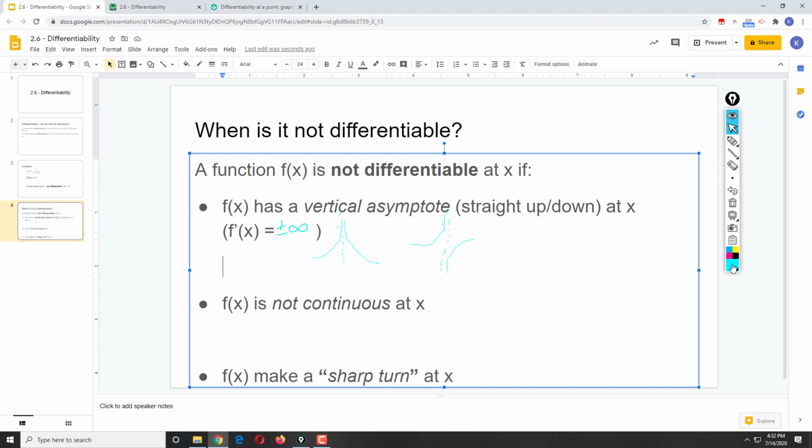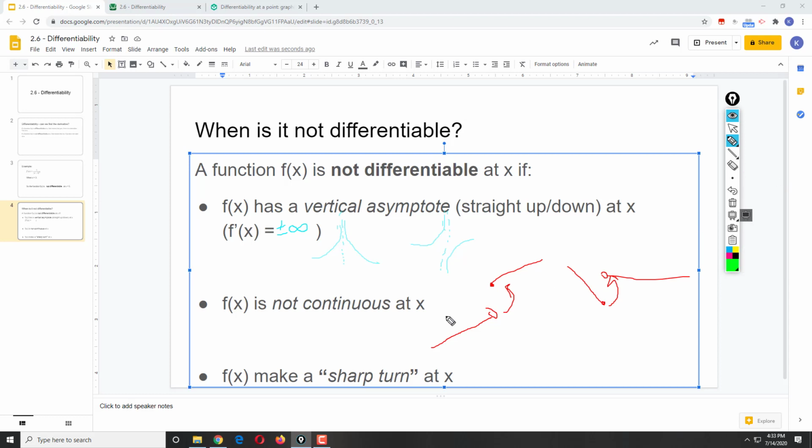Next, it's not differentiable at x if our function is not continuous. So if it's going like this, and then suddenly it makes a jump like that, or it goes like this, and then suddenly it makes a jump like that. So anytime there's a jump, not continuous, it's not differentiable.